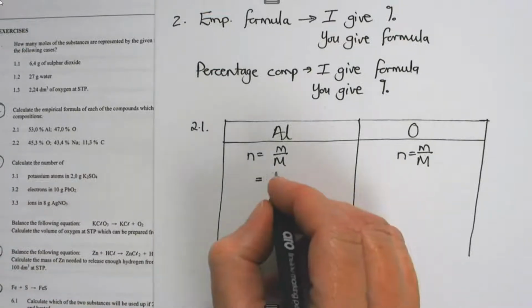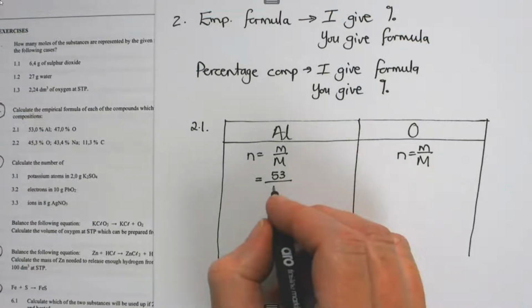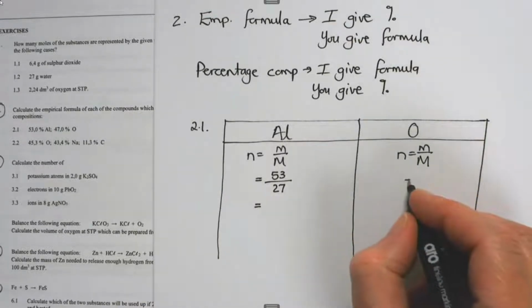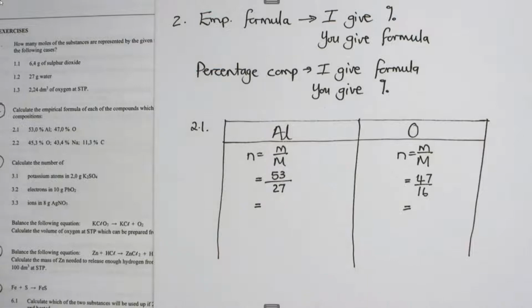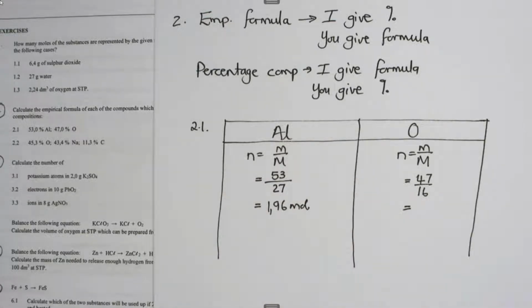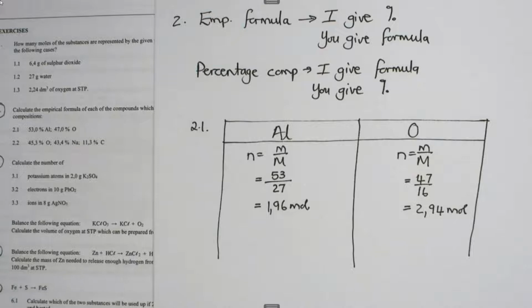So I can say 53 divided by... At this stage, I don't know if it's Al2 or Al3 or just Al, so I'm just going to divide by 1 Al, which is 27. And I take the 47 and divide it by 16. I don't know yet if it is O2 or O3 or O, so I just put in O. So 53 divided by 27 gives me 1,96 mol. And 47 divided by 16 gives me 2,94 mol. So that was step 1: I determined the mole of each of the substances.